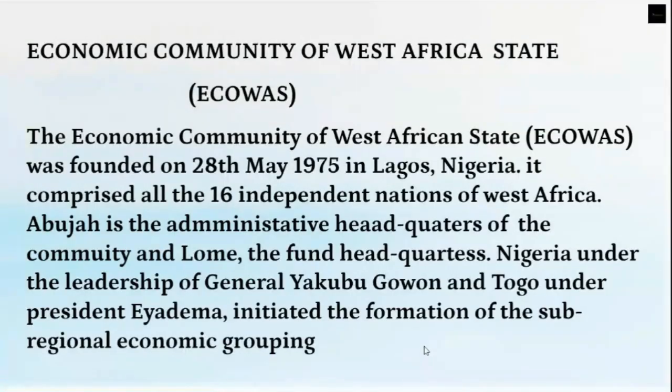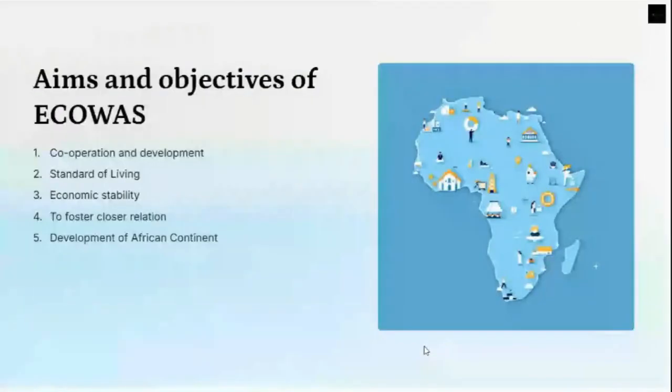Now, what are the aims and objectives of ECOWAS? What are the aims? What do they want to achieve? Why did they form? Why did Yakubu Gowon and the president of Togo come together to say, okay, let's form something and call it ECOWAS? ECOWAS, which is Economic Community of West Africa, just West Africa. So all the West African states belong to, they are under ECOWAS.